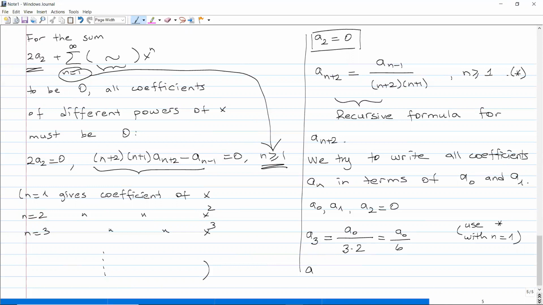Now, for a4, we use star with n equals 2. So the left side for n equals 2 gives us a4. The right side gives us a1 over 4 times 3. Okay, so let me see if I should keep the multiplied out form. Okay, let me keep it this way.